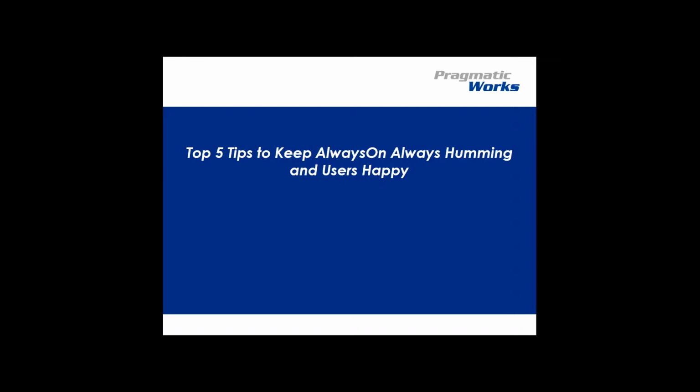So I wanted to do this webinar that's a deeper dive into a blog I did on this same topic. It's my top 5 tips to keep Always On always humming and users happy. Where this comes from, honestly, are things that I learned generally the hard way. Things that would have been fairly easy to do and set up at first, but because there is a lack of documentation of some things like this, or a lack of being able to find it easily, it was missed, and then you learn the hard way what the right way to do it is.